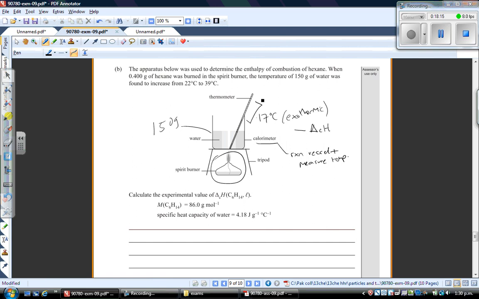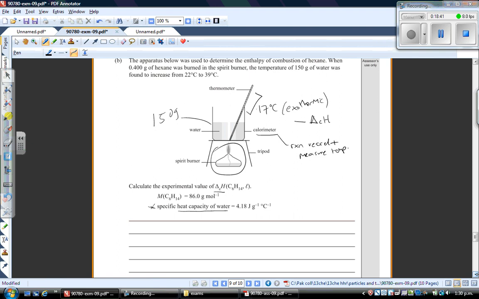So here comes the question. Calculate the experimental value of delta CH, the enthalpy for combustion of C6H14, which is liquid hexane. You're also given the molar mass of hexane, which is 86.0 grams per mole, and you're given this thing here called the specific heat capacity of water, which is 4.18 joules per gram per degree Celsius. Now, it's always going to be the specific heat capacity of water when you look at these questions.